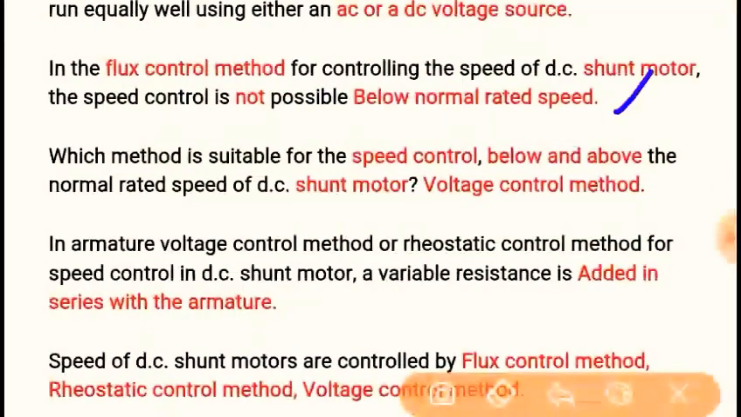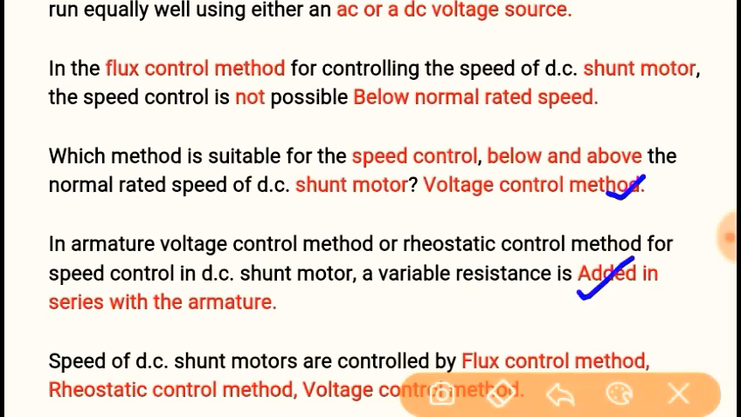In the flux control method for controlling the speed of a DC shunt motor, speed control is not possible below the normal rated speed. Which method is suitable for speed control both below and above the normal rated speed of a DC shunt motor? The voltage control method.